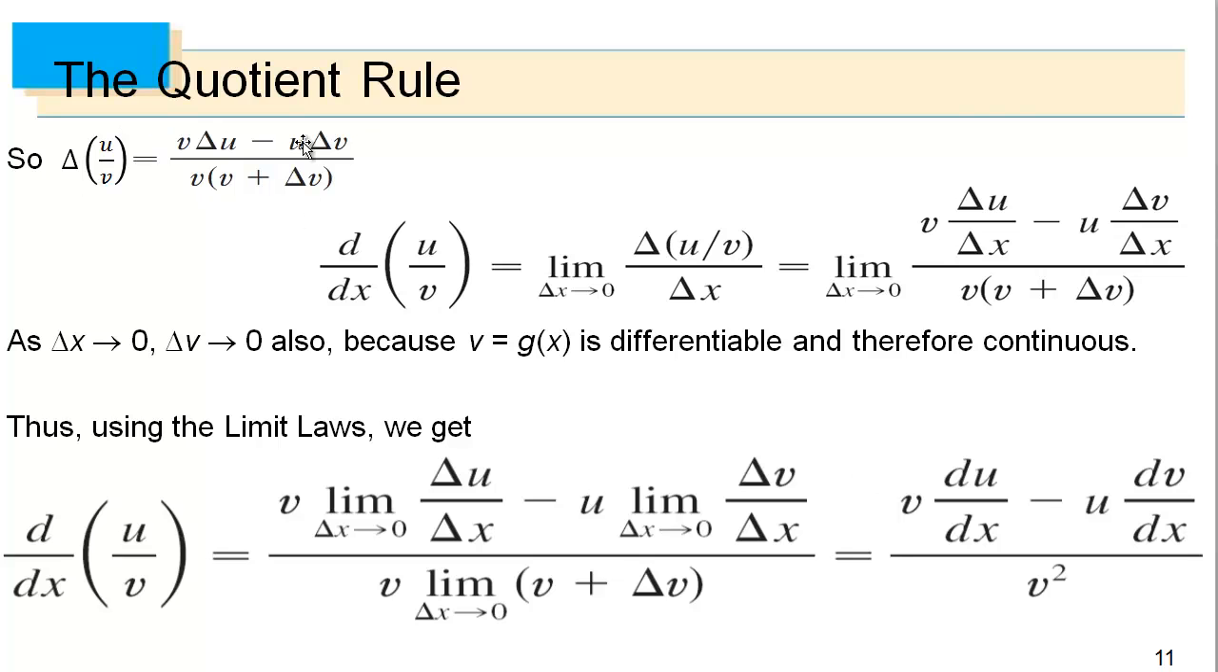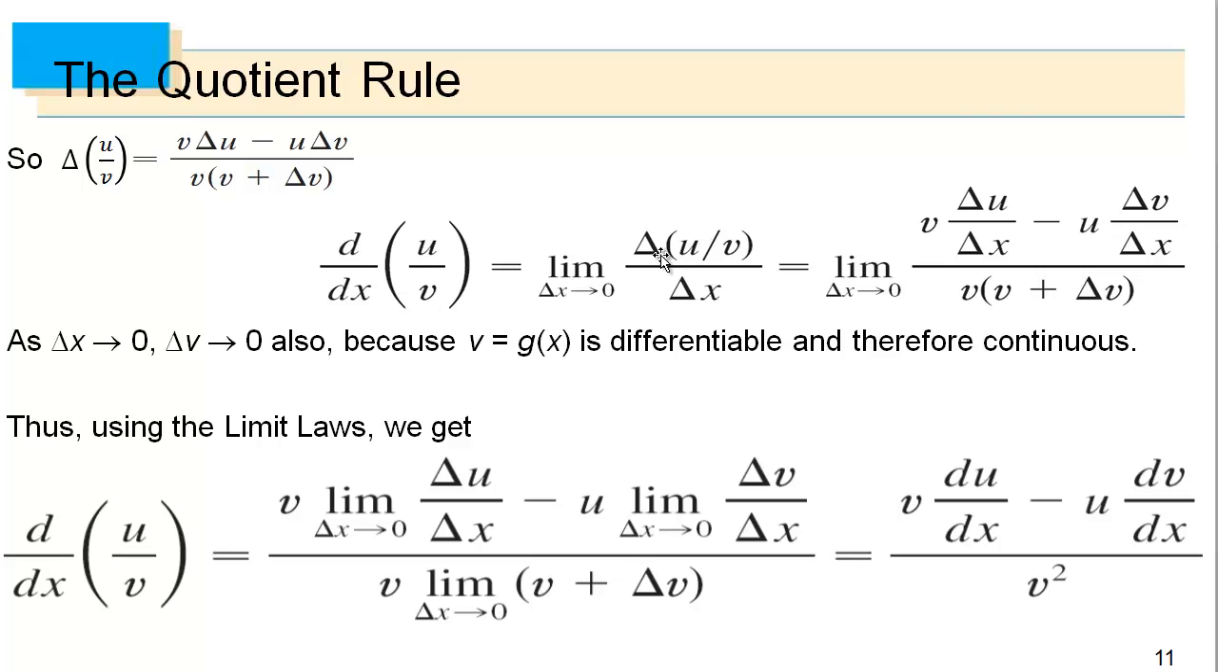Alright, well, this is where we are on the last slide. So now, instead of thinking of it as delta, that's the same thing as the derivative with respect to x. So the derivative of this is just going to be the limit as delta x goes to 0 of this original thing over the change in x, so the change in this over the change in x.